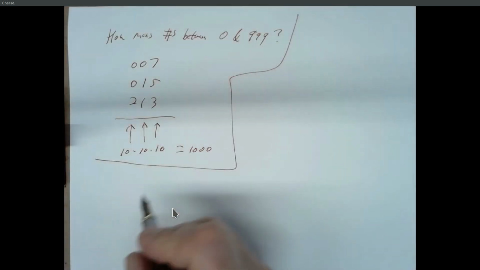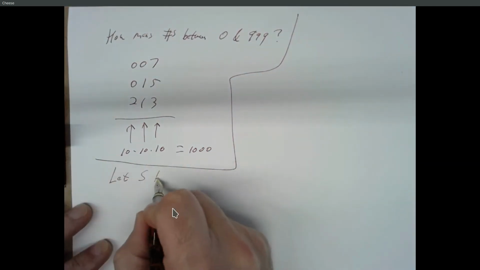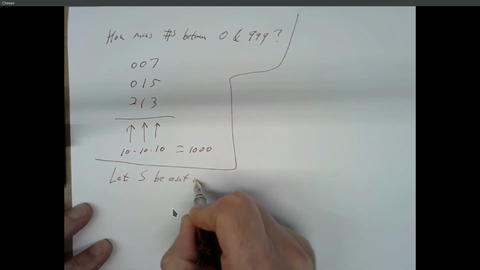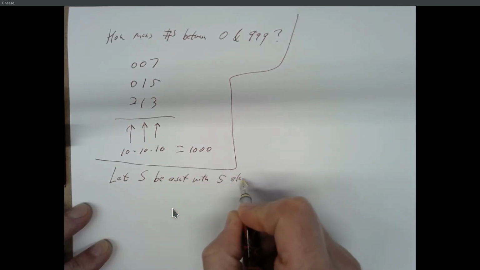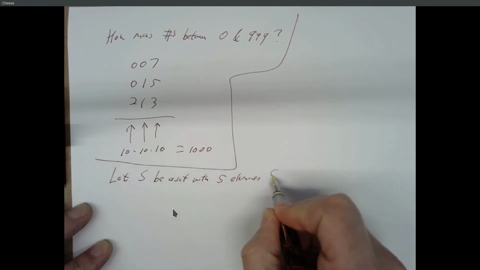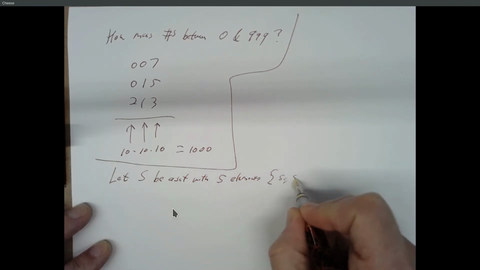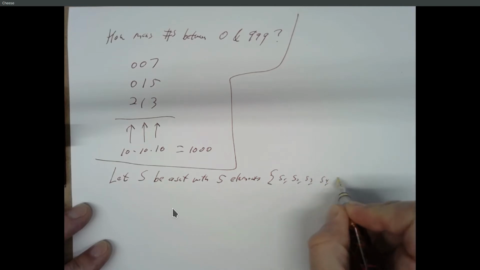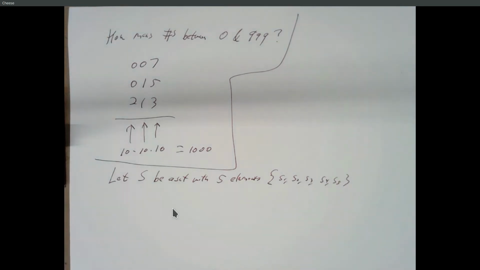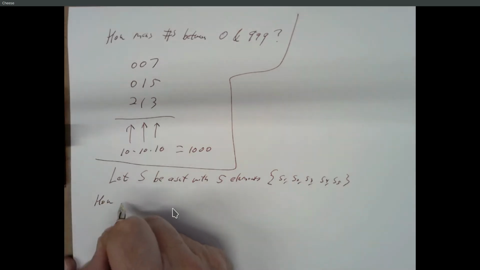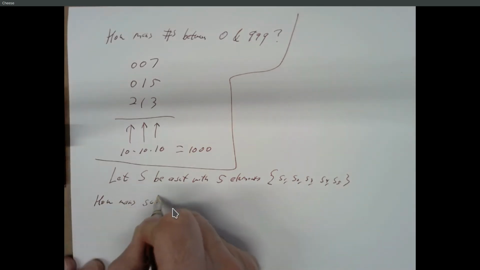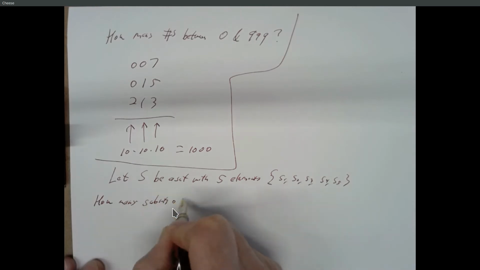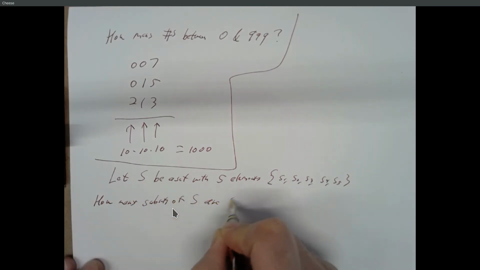Okay, let me show you one other example. Let S be a set with 5 elements. And I'm just going to call them S1, S2, S3, S4, S5. So again, we're putting an ordering on these elements even though sets are not ordered. But I want to be able to refer to the elements individually. So how many subsets of S are there?